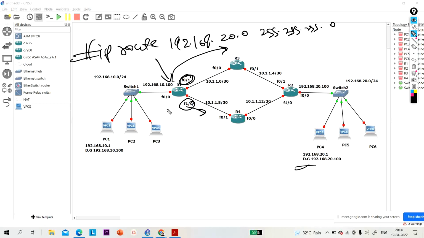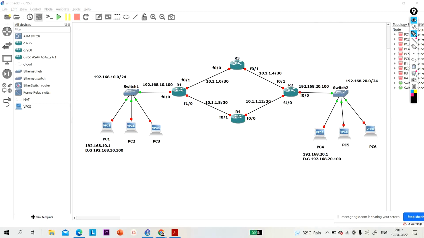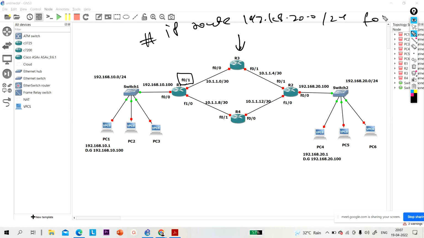I'm talking in general, I can make different scenarios. But you will take it from up 01, yes, no problem. So the exit interface will be 0/1. Right. What command will I run on R2? IP route on R3. IP route. Yes. 192.168.20.0/24. Okay. And exit interface F0/1.